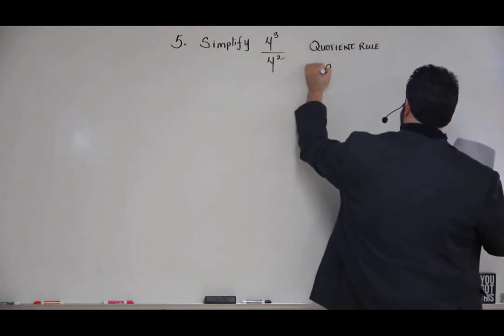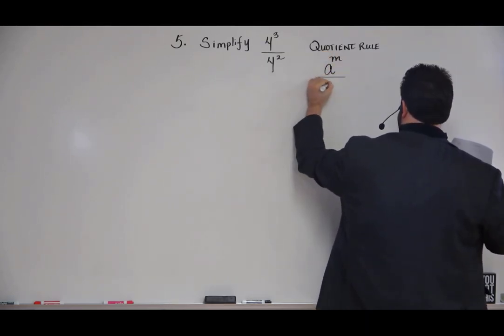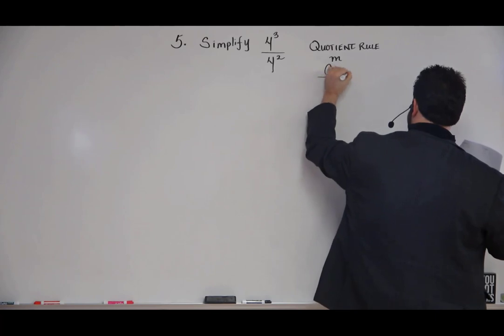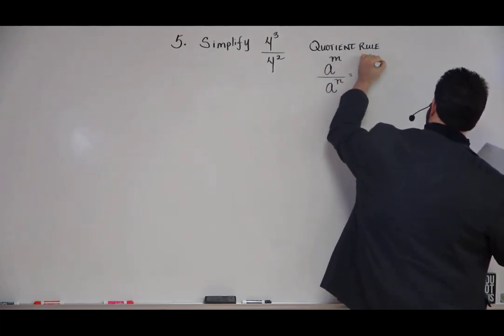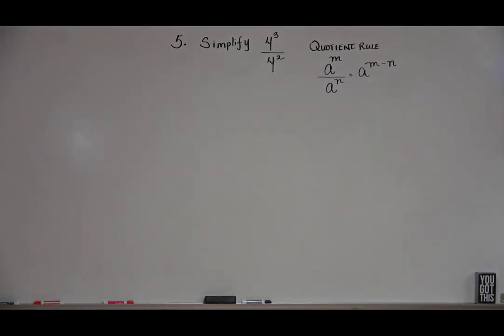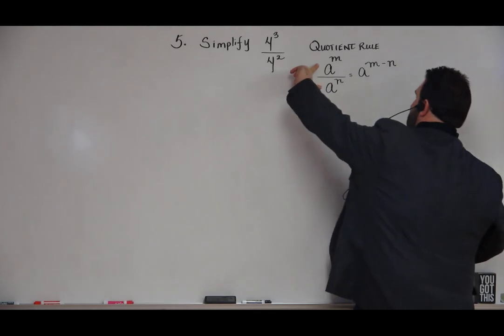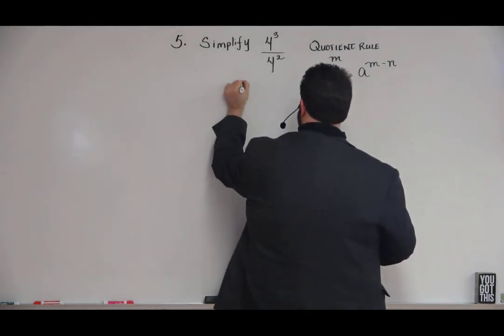It says a to the m over a to the n equals a to the m minus n. Okay, so if the bases are the same, you subtract the exponents. Well, the bases are the same here.